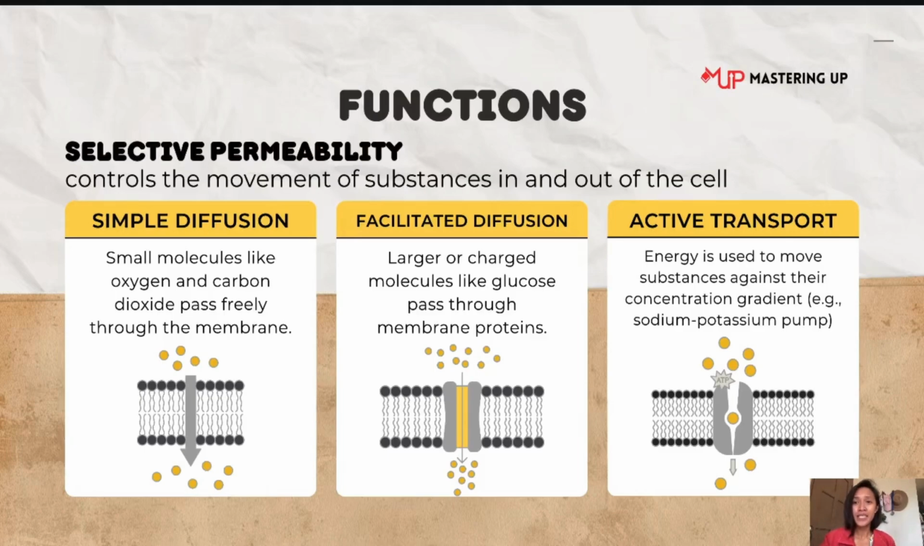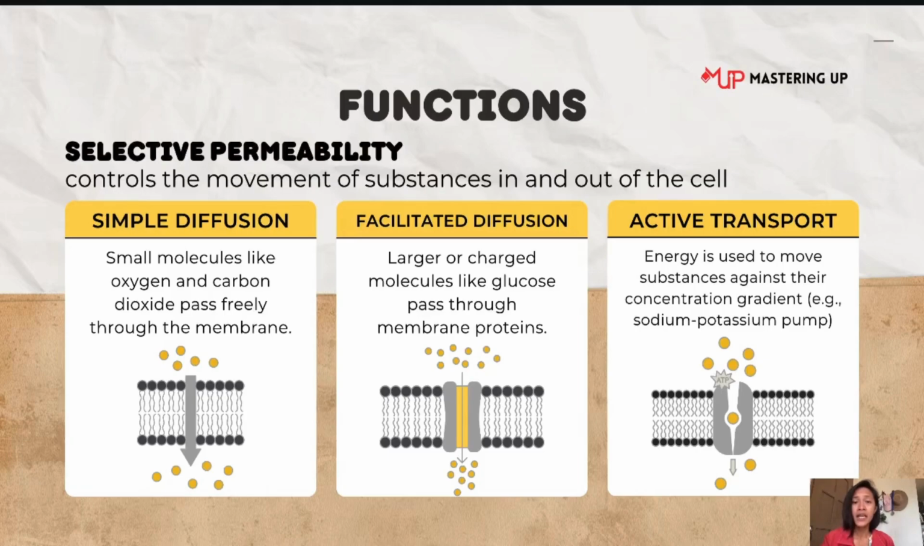There are different ways substances can move across the plasma membrane. Number one is through simple diffusion. This is when molecules move from areas of higher concentration to areas of lower concentration. For example, oxygen diffuses into a cell and carbon dioxide diffuses out. The next one is facilitated diffusion. Some molecules like glucose are too big to pass through the lipid bilayer easily. Instead, they pass through membrane proteins that act like channels or carriers to help them cross.